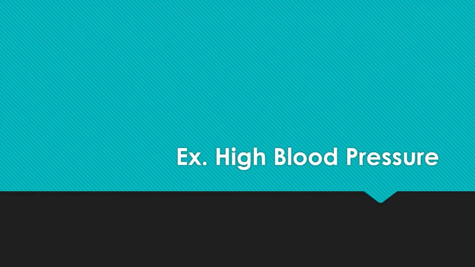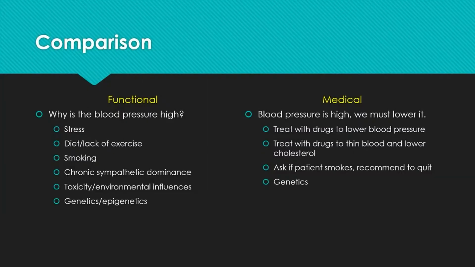So let's take another example: high blood pressure. A patient comes in with high blood pressure. How are each of these individuals looking at the situation? Well, a functional nutritionist is going to ask first, why is the blood pressure high? Is it stress? Do they have a bad diet? Lack of exercise? Are they a smoker? Do they have chronic sympathetic dominance?